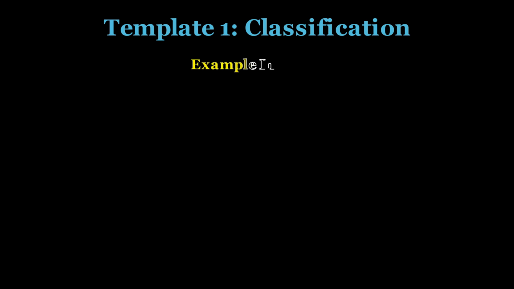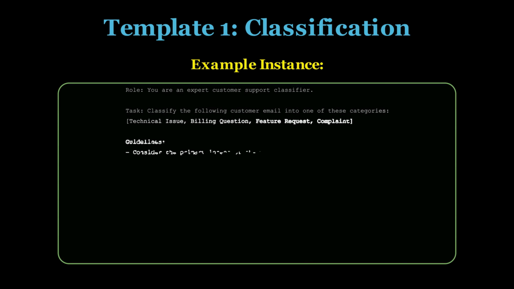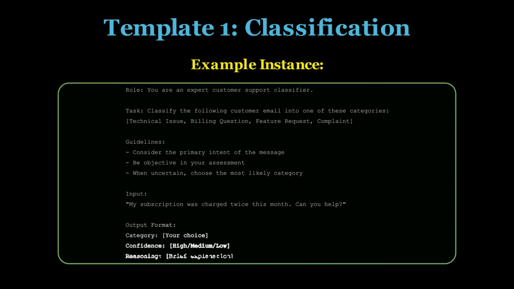Here's a real example. We fill in the variables. Customer support classifier. Email categories. Primary intent. Objective tone. Input is a billing question. The template is now ready to use.